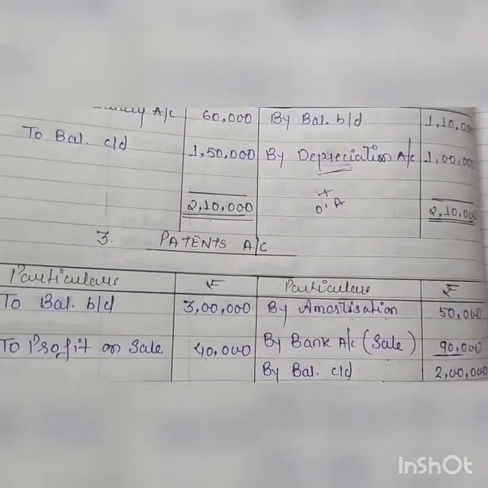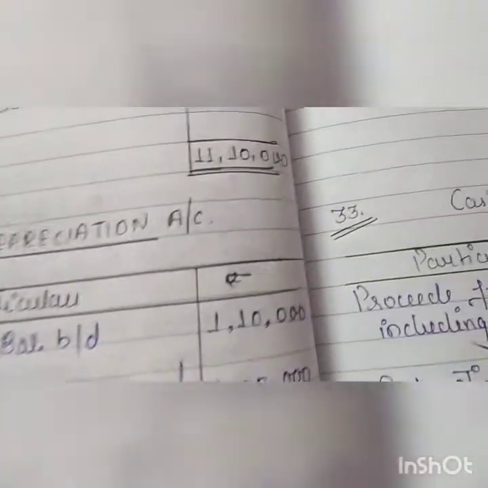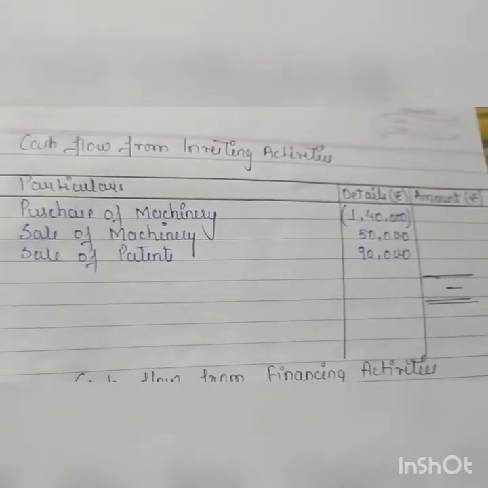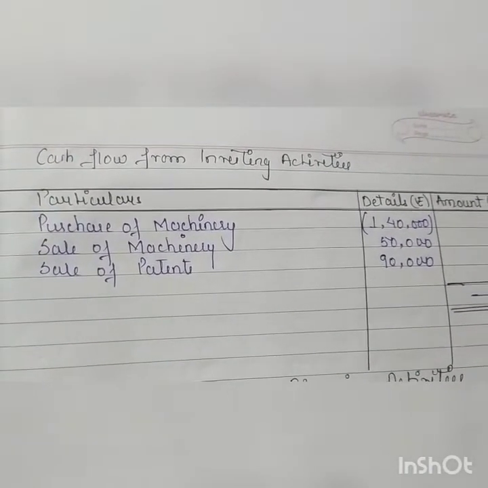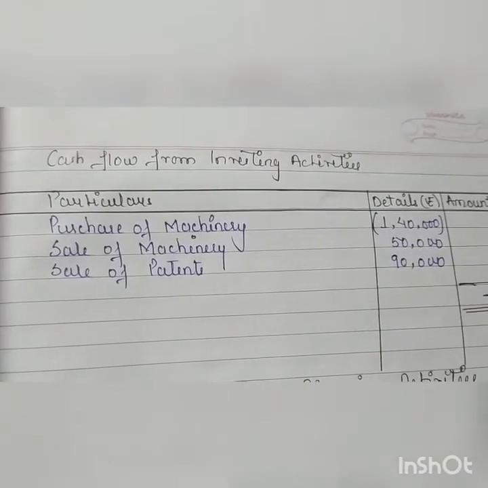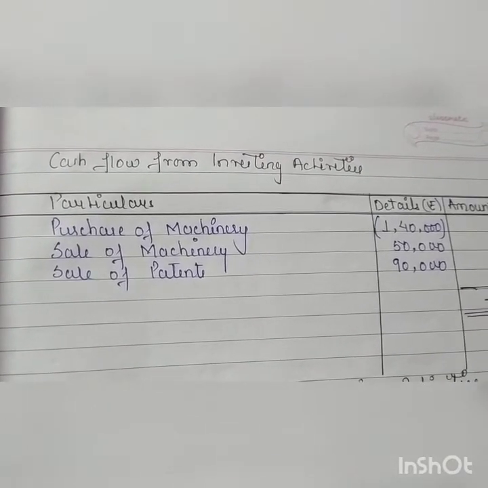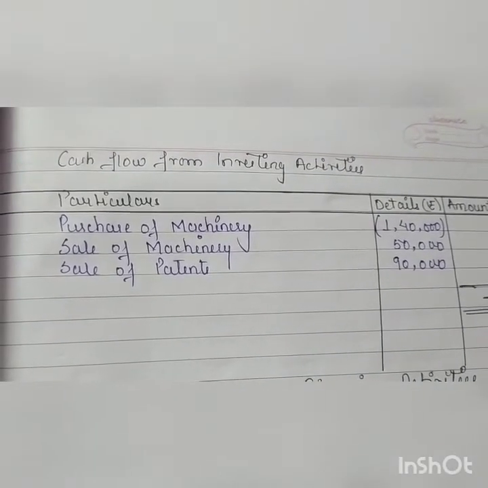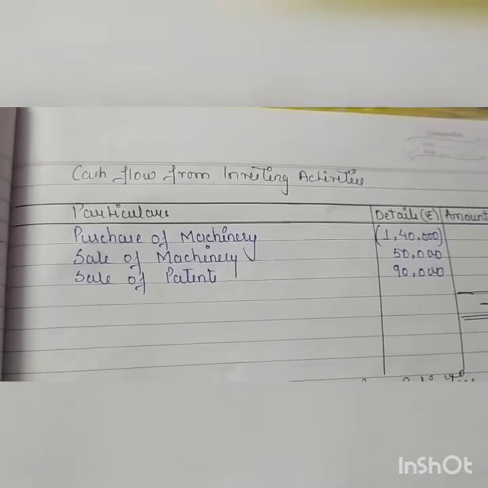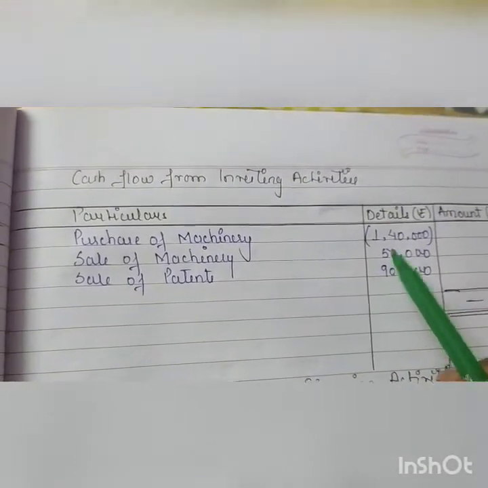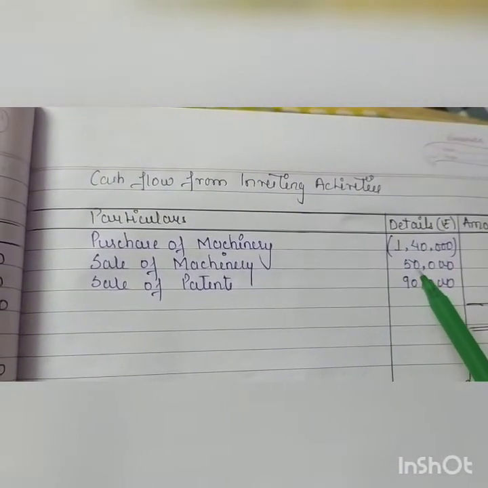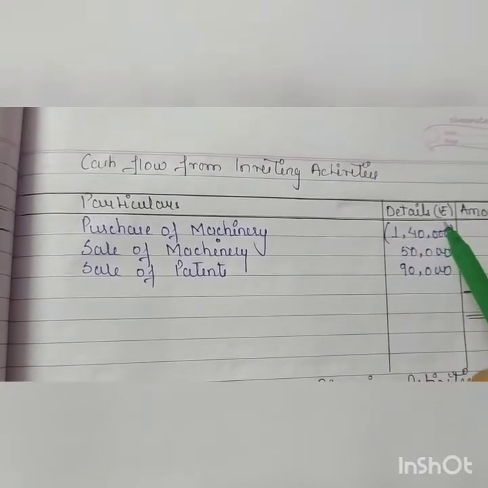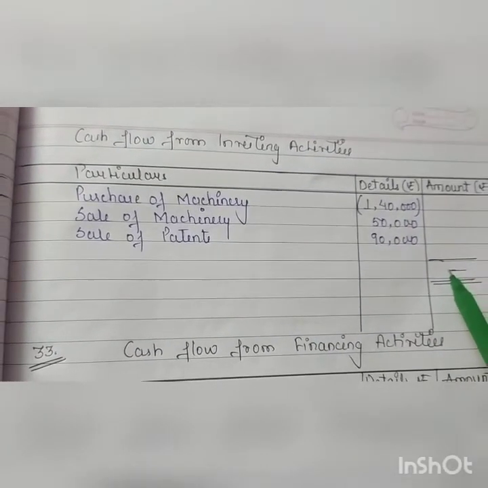Now we prepare investing activity, cash flow from investing activities. Here it is. Purchase of machinery being an outflow, you will put bracket 1,40,000. Sale of machinery 50,000. Just now we have calculated sale of patents 90,000. These two are inflow and this one is outflow. 90,000 plus 50,000 is 1,40,000. 1,40,000 minus this 1,40,000 is nil, no flow.